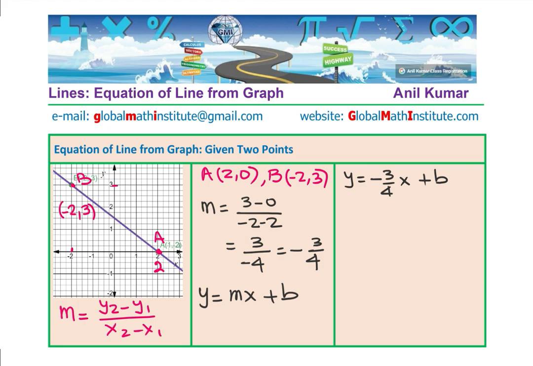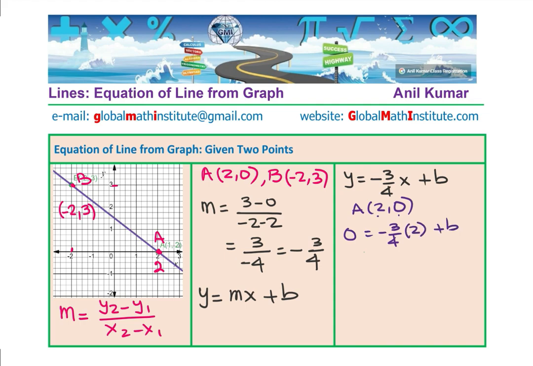Now to find the value of b, I could use any one of these points. I prefer to use A. So I'll use A, which is 2, 0. That really means that the x value is 2, the y value is 0. So substitute y as 0, right? And in this equation, minus 3 by 4, x I am putting as 2, plus b, right?